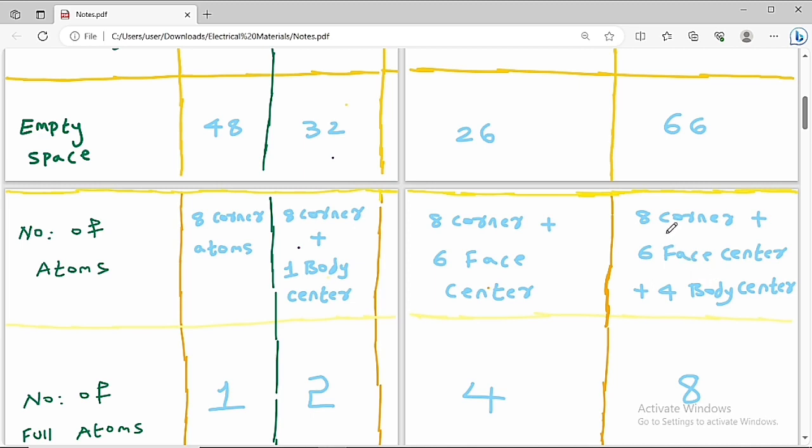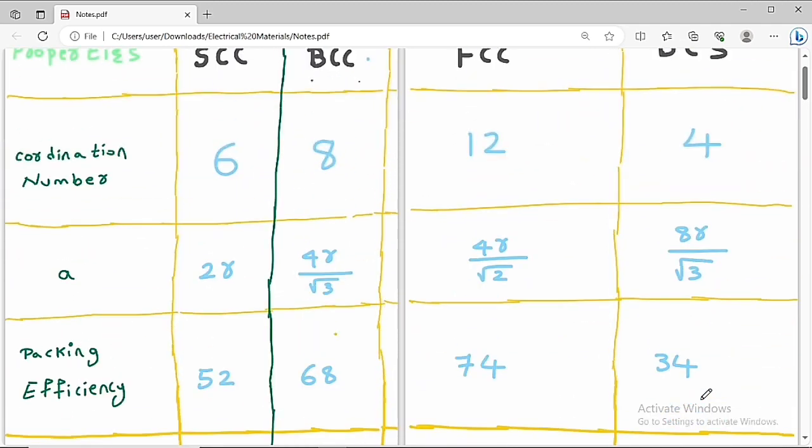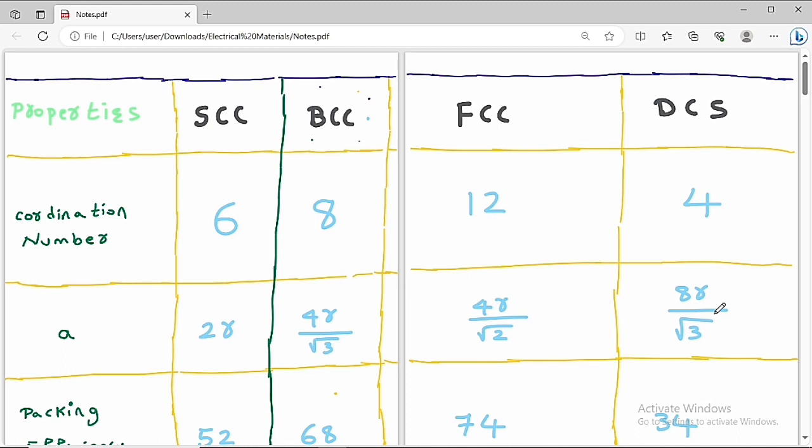So 4 means all 4 are present in the unit cell completely. Now tell me, 8 into 1/8 plus 6 into 1/2 plus 4 into 1, which is 1 plus 3 plus 4, equal to 8. So totally 8 full atoms are present in the case of the diamond cubic structure, and its coordination number is 4. Its coordination number is 4 means 4 atoms are going to touch one specific atom. So we can say its coordination number is 4.